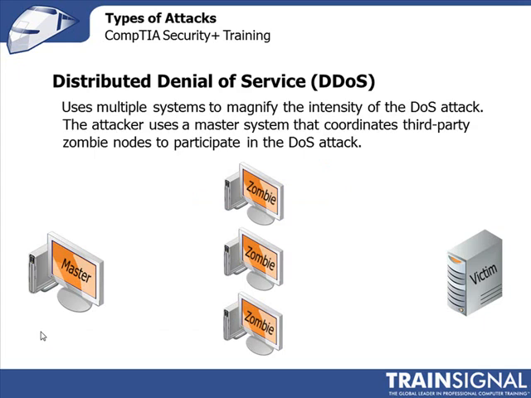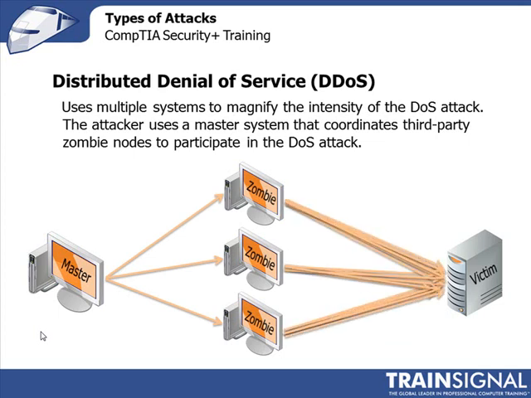Now there's also something called a distributed denial of service attack. This ramps it up. It uses multiple systems to magnify the intensity of the denial of service attack. So the attacker uses a master system that coordinates third-party zombie nodes to participate in the denial of service attack. Now, these zombies normally don't know that their resources are being used for this. The controlling program probably came onto the host as malware and might just make itself disappear as quietly as it came in, or it might actually gunk up the zombies and crash them afterwards to destroy the evidence.